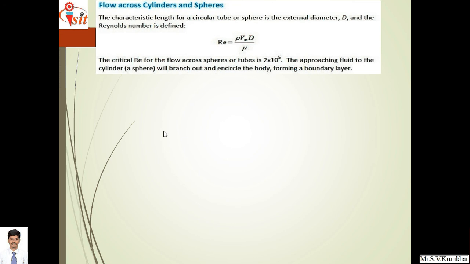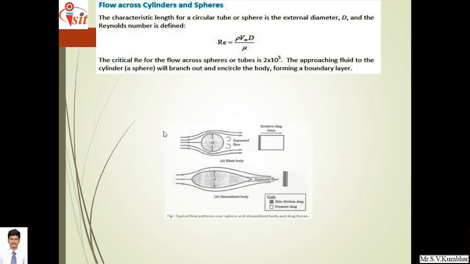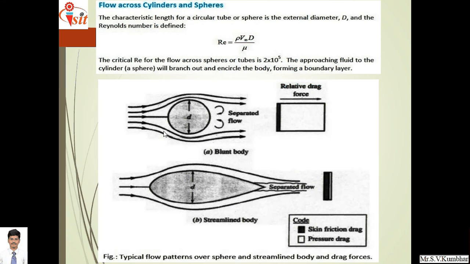The approaching fluid to cylinder or sphere will branch out and encircle the body, forming a boundary layer. This formation of boundary layer we had already studied in fluid mechanics subject. So, first body is a blunt body, or it is also known as bluff body. Bluff body is that body over which any fluid flows, and the streamline will not coincide with that body. So, here flow is separated, eddies formation starts over cylinder.